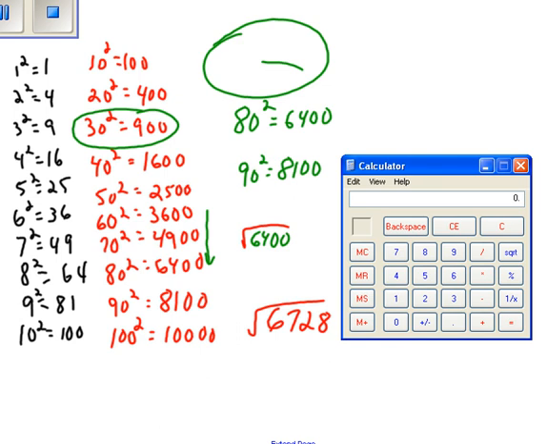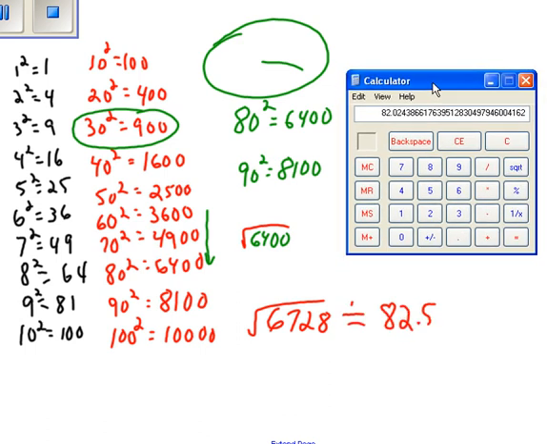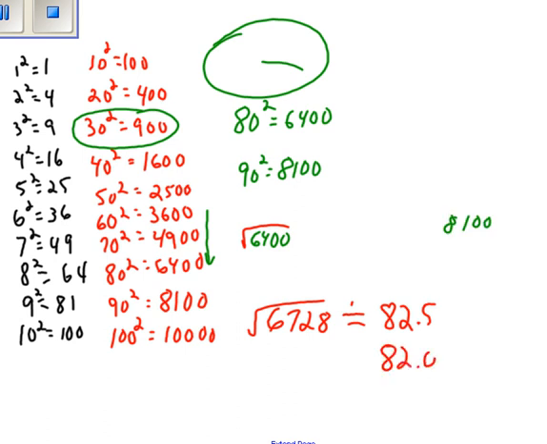Let's find out how close I am. Let's use a calculator to look at the number 6,728 and find the square root. The answer is 82.02. So my educated guess, my guesstimate, was pretty close.